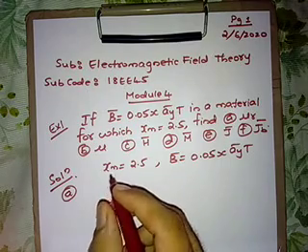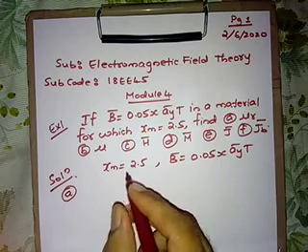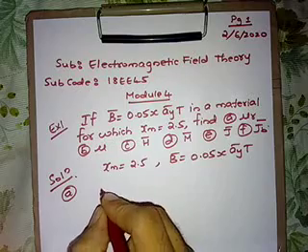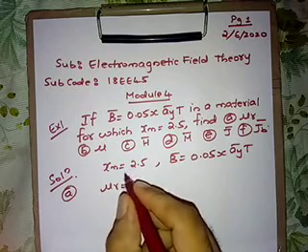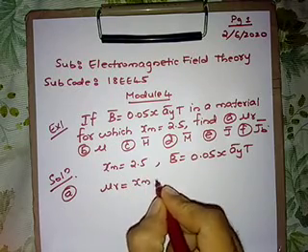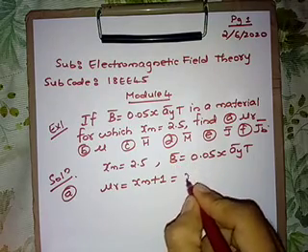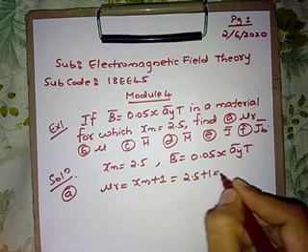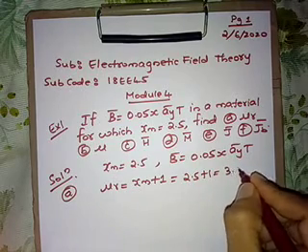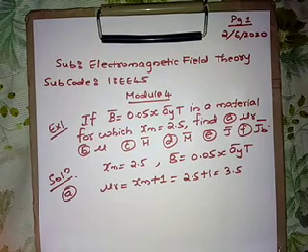relative permeability in terms of susceptibility is given by mu_r is equal to chi_m plus 1. So chi_m is given, so it is 2.5 plus 1, so this comes out to 3.5. So relative permeability is 3.5.